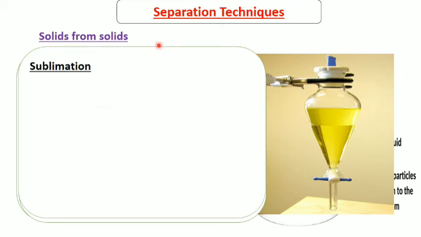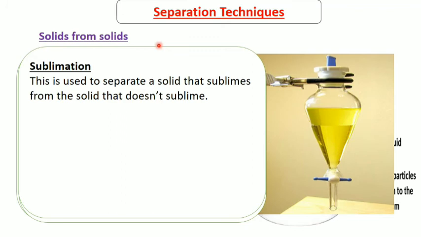So sublimation. Sublimation, if you remember, is the change of state from solid to gas and from gas to solid, directly without passing into a liquid. How do we use sublimation to separate solids from solids? Sublimation can only be used if one of the solids sublimes and the other does not. This is the difference in physical properties that I was saying. So this is used to separate a solid that sublimes from a solid that doesn't sublime.